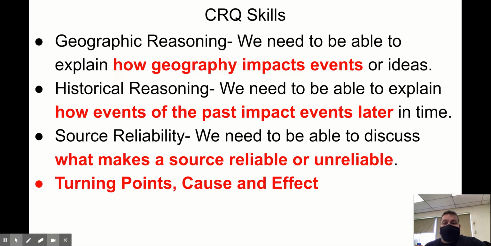The other skill we need to have is understanding source reliability. We need to be able to discuss what makes a source reliable or unreliable. That's something that we absolutely must be able to do. That is a big one, and we will talk more about that. And then once it comes time to discuss how the 2 documents are related, we're usually talking about turning points and cause and effect, how one document caused the events of the other document, or something to that effect. So this is the important information that we need, and these are the important skills that we need in order to be successful on the CRQ.